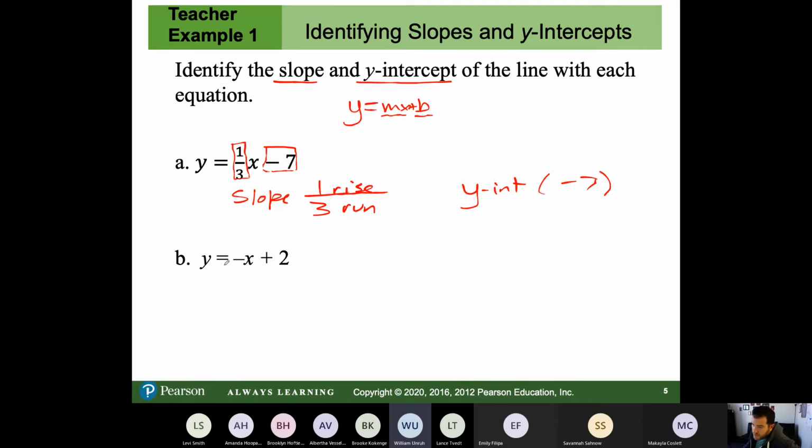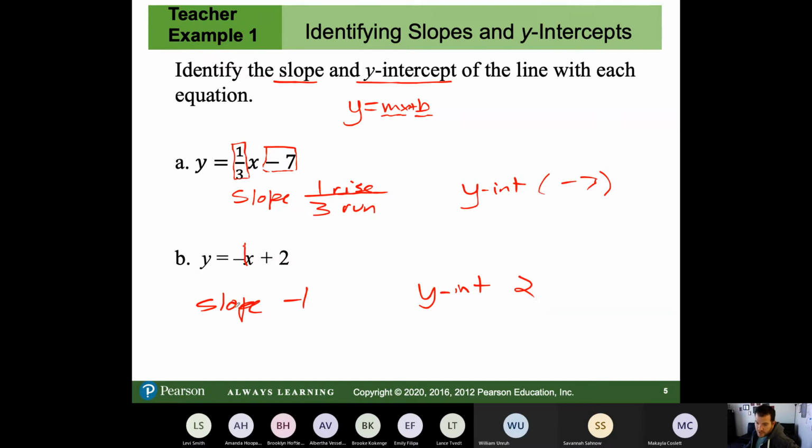Okay, so here, you okay, Will? I have a -1, and technically I have a -1 in front of x. So again, this is a weird one, but I have a slope of -1, and I have my y-intercept as 2, right?